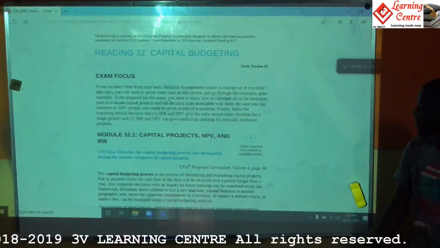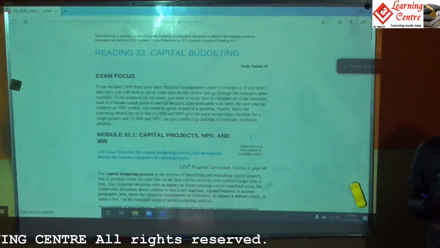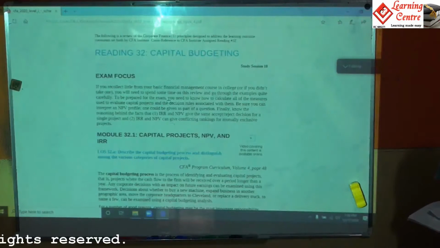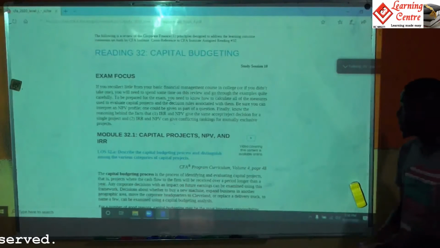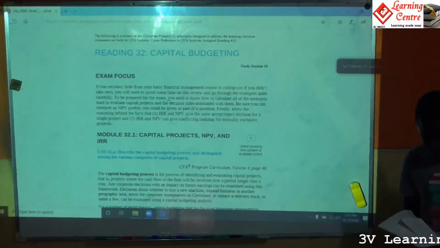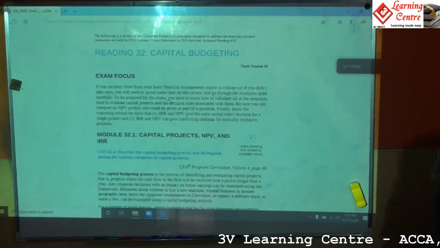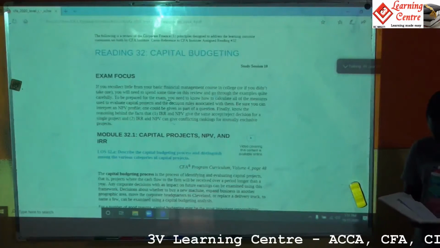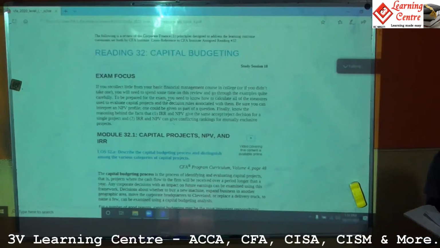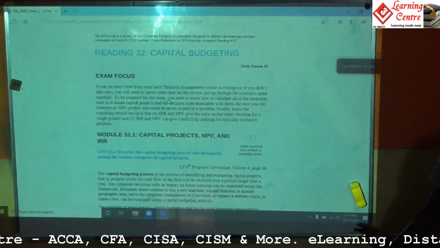Okay, so let's write. I'll tell you the one that is very important and the one that is not. So capital budgeting is the process that companies use for decision making on capital projects. It can be 1 year or more. On capital projects, it can be 1 year or more. That's all.